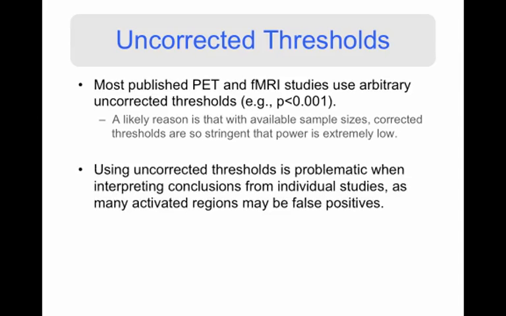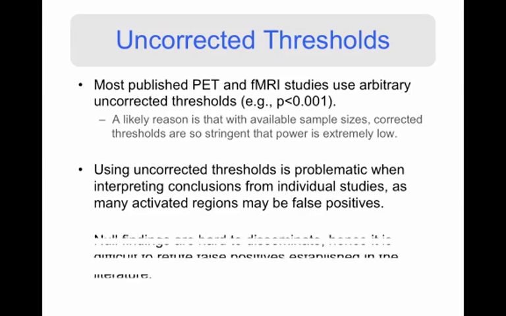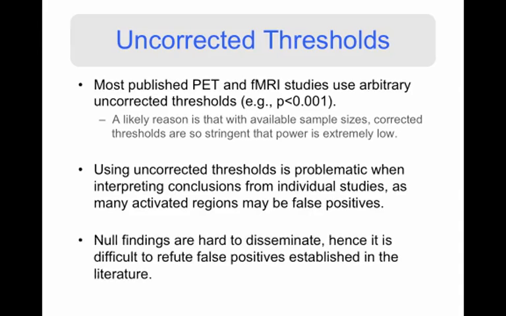However, using an uncorrected threshold is extremely problematic when interpreting conclusions from individual studies, as many of the active regions are bound to be false positives. And this will lead to false positives being introduced into the literature, and because null findings are hard to disseminate, it's going to be difficult to refute false positives that have already been established in the literature, and this is not so good.